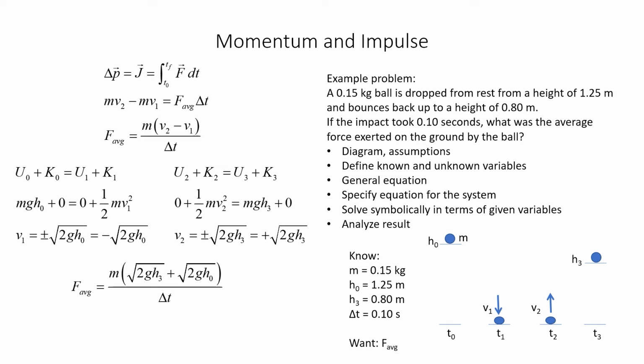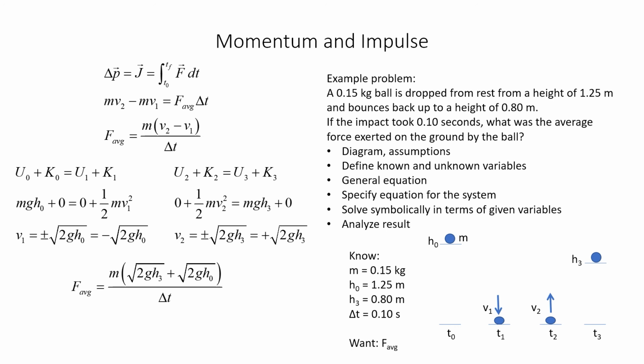Now let's analyze the result for the special cases. We see that a larger mass means that a larger average force was exerted on the ground. That makes sense because larger mass means that there's more momentum that has to be changed. We also have little g in the numerator, so a larger gravitational acceleration means a larger force. That makes sense. If I drop something and it's moving faster at the bottom, it's going to hit the ground harder, so it'll have a larger average force when it impacts.